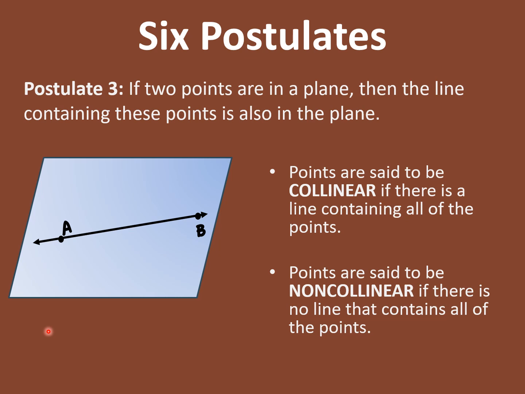Now, this postulate gives us 2 important vocabulary words, collinear and non-collinear. Points are said to be collinear if there is a line containing all of the points. So in this example here, A and B would be considered collinear because they are on the same line. Points are said to be non-collinear if there is not a line that contains all of the points. So for example, if we had another point out here, let's call it C, you could say that A, B, and C are non-collinear. So they are not all on the same line.